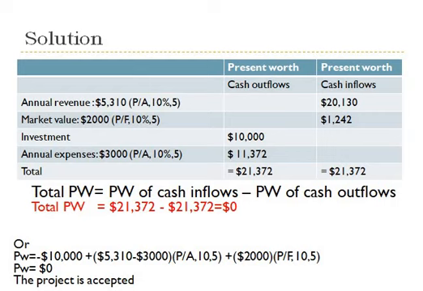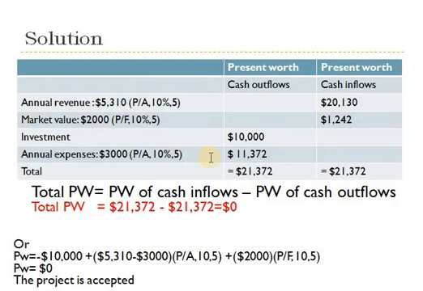We have a market value of $2,000. This is a future value. So the present value of any future value will be P equals F, which is the 2,000, into P knowing F, i, N. The initial investment is already at the present, so I don't multiply it with anything. Annual expenses, we have expenses of $3,000. So again, this is an annuity. P equals A into P knowing A, i, N, so that's why I multiplied with this factor.